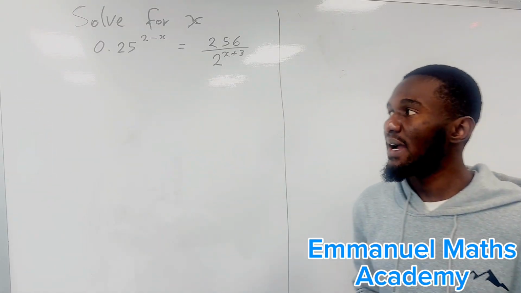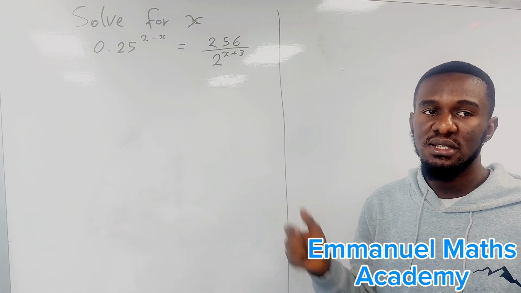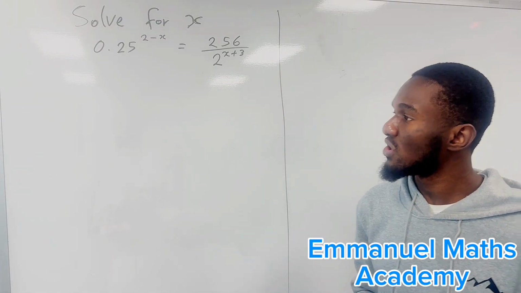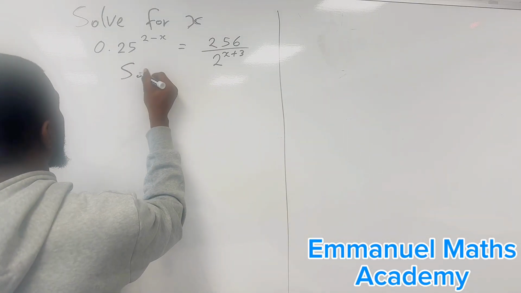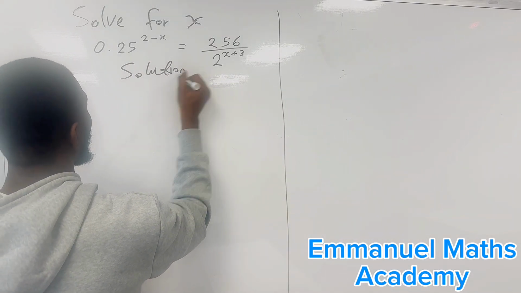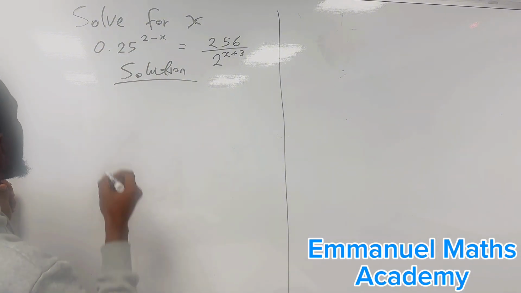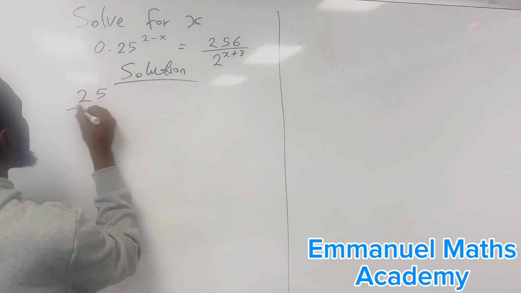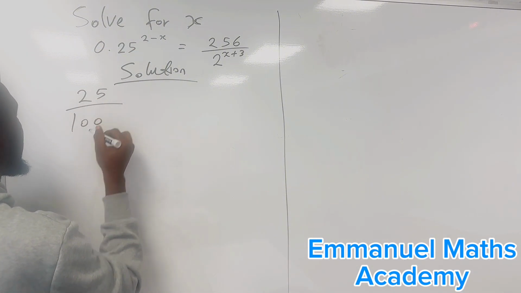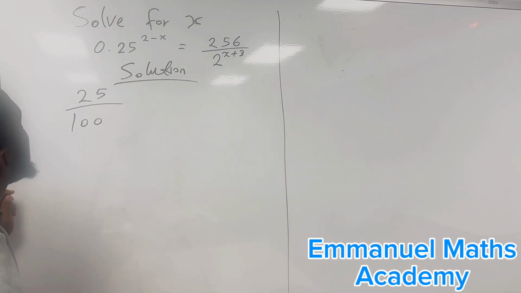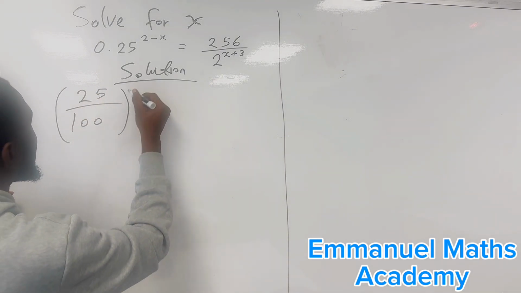Hello, so we want to find the value of x from this indicial equation. So simply, here we have what? 0.25 is the same thing as what? 25 over 100. If you change it to a fraction, you still have your power.